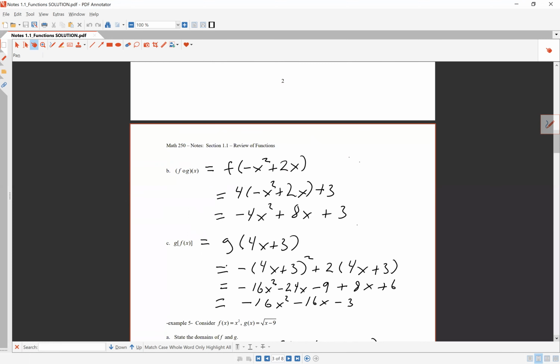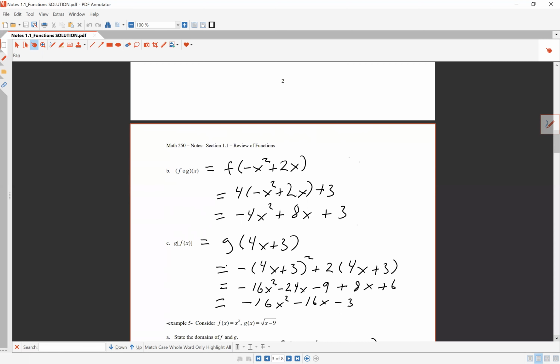So we just expand, and make sure you distribute the negative 1. So we get minus 16x squared minus 24x minus 9 plus 8x plus 6. And then again, simplify. You get minus 16x squared minus 16x minus 3.